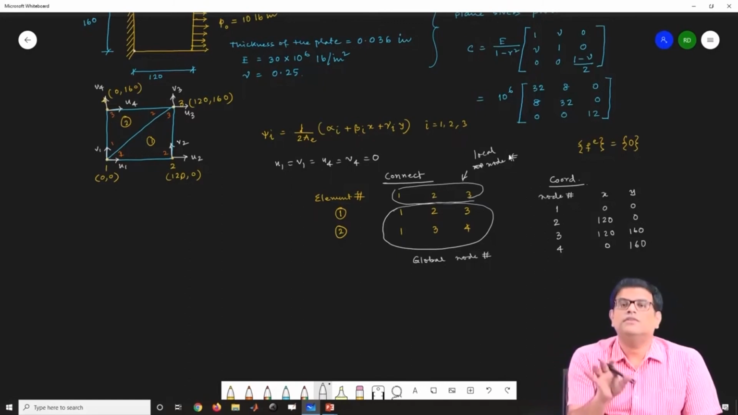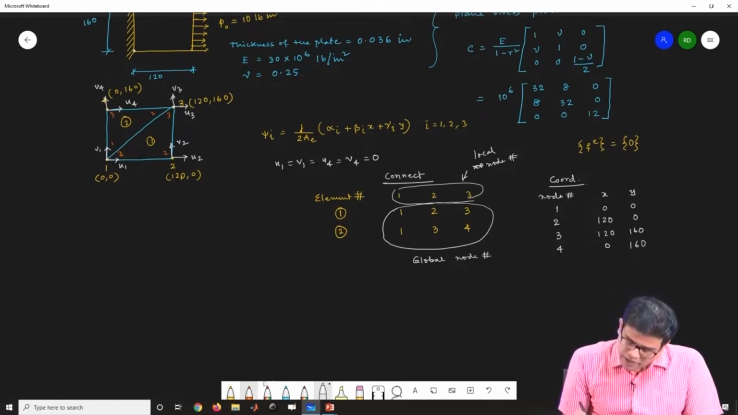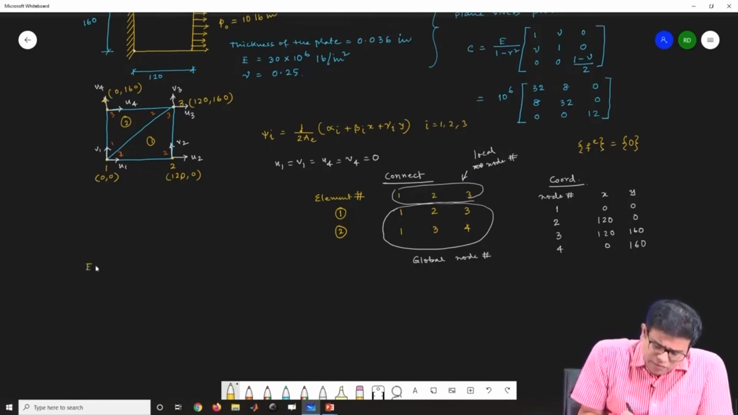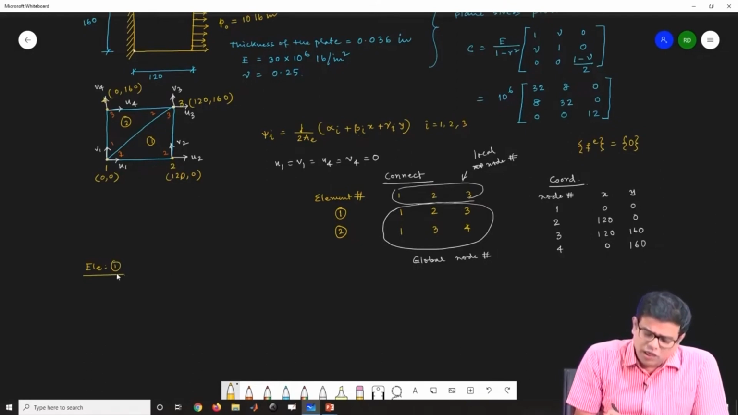Now the first step is to compute the elemental stiffness matrix. The first step is to go through it element by element. How will I do that? First let us consider element number 1. What is the expression for the stiffness matrix? We have seen this stiffness matrix in the previous class. So the elemental stiffness matrix is essentially T.